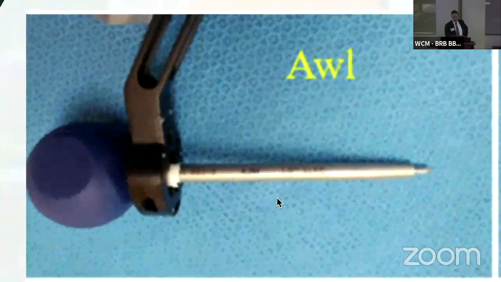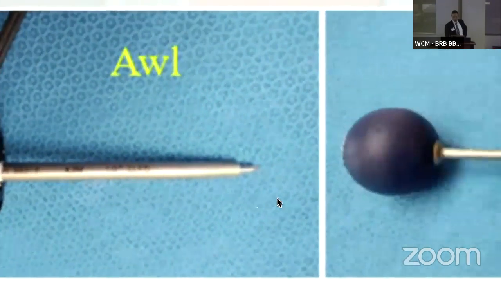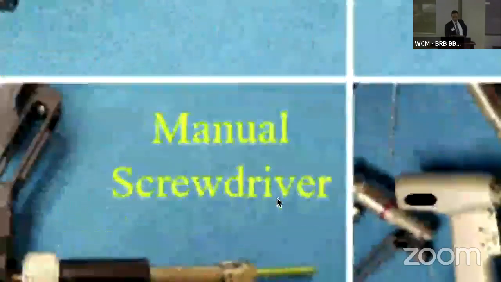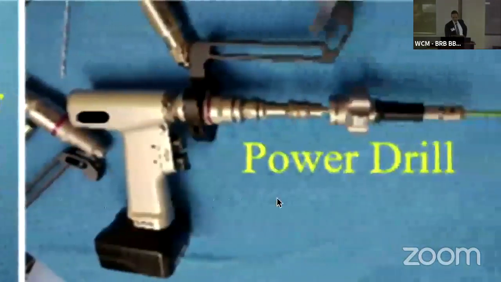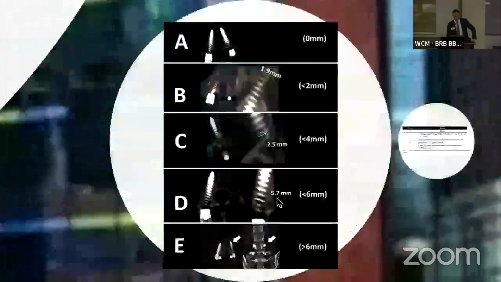In this study, surgeons were allowed to use whichever types of tools they are normally accustomed to. It was done open in this initial study. So you could have an awl pedicle finder, you could use power, you could place the screws manually, whatever your preference was. So again, that's a picture.